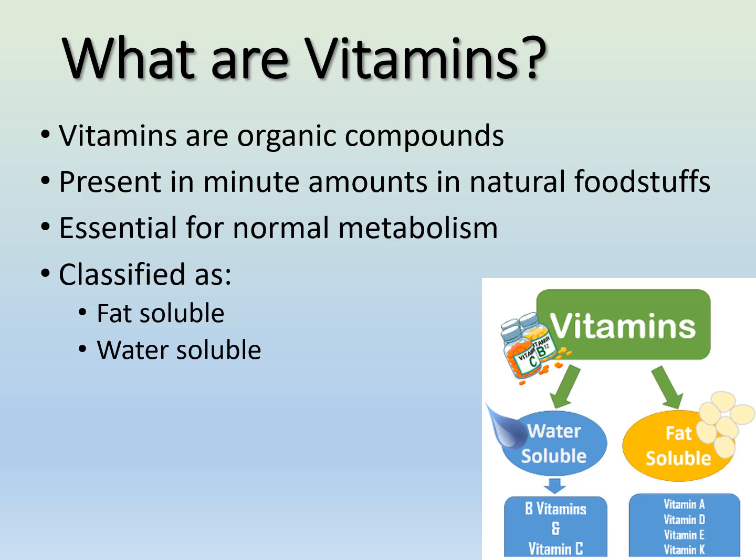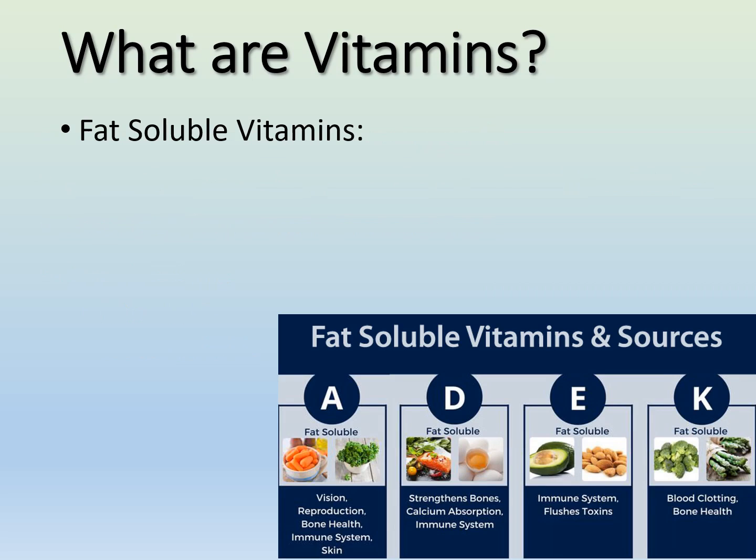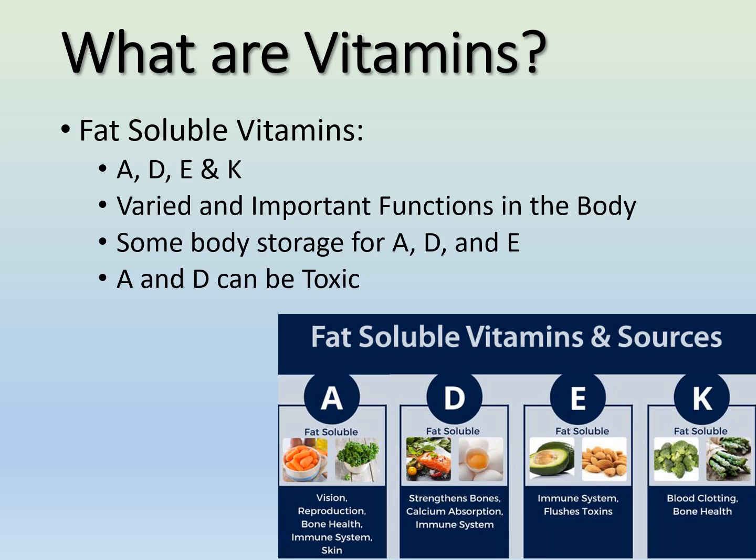And then those fat-soluble, we have 4 of them, and we'll go through each of these: vitamin A, D, E, and K. So first, let's briefly go through each of these categories of vitamins, and then we'll go through each individual vitamin in more detail in a little bit. So those fat-soluble vitamins, A, D, E, and K, have a lot of important functions in the body, and it's variable what those functions are. So we'll cover those in the little graphic I have here. It just gives us some general functions of each of those fat-soluble vitamins.